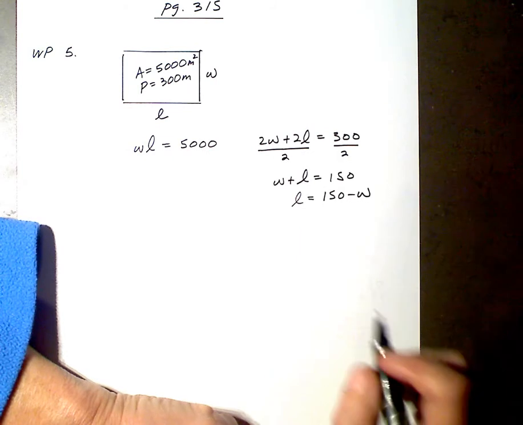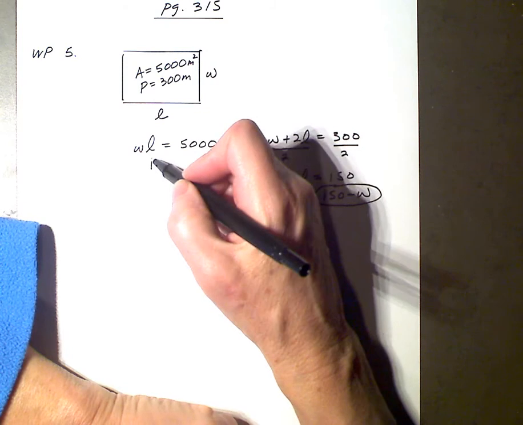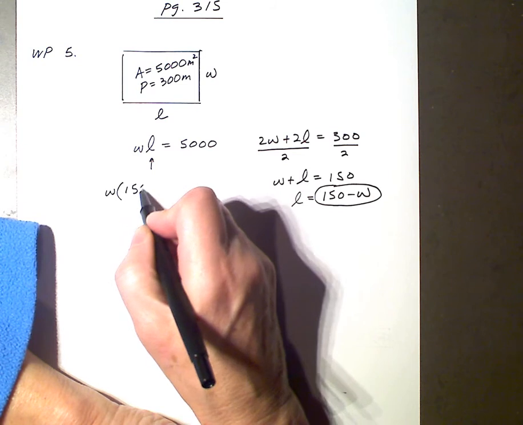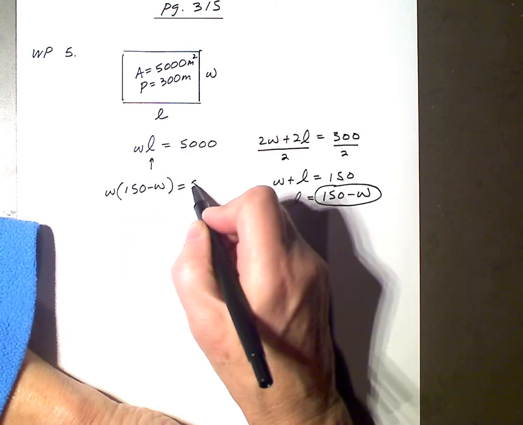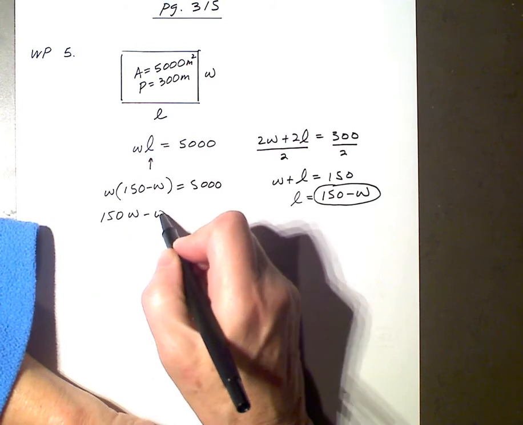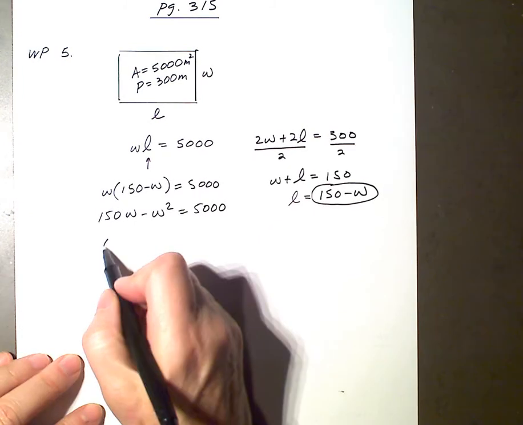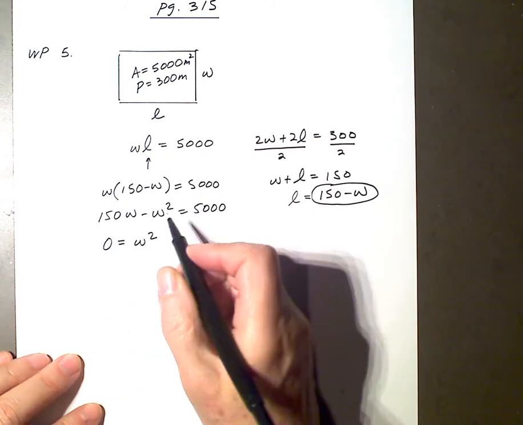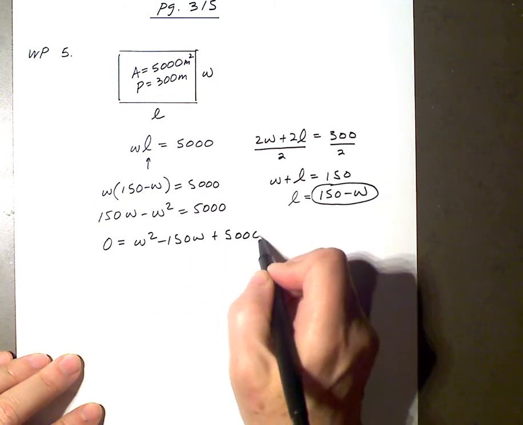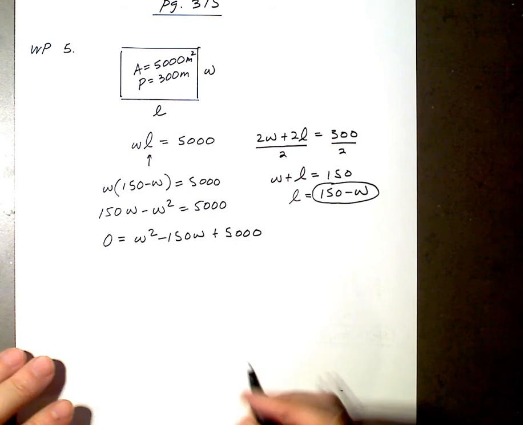So now I'm going to take that expression 150 minus W and substitute it for length into the other equation. So I have width times length, which is 150 minus the width, is equal to 5,000. And now I can solve this quadratic equation. So if I get everything over on the other side, I'll have 0 equals W squared minus 150W plus 5,000. And I'm not going to jump in and use the quadratic formula or completing the square on this because it's very easy to factor this.